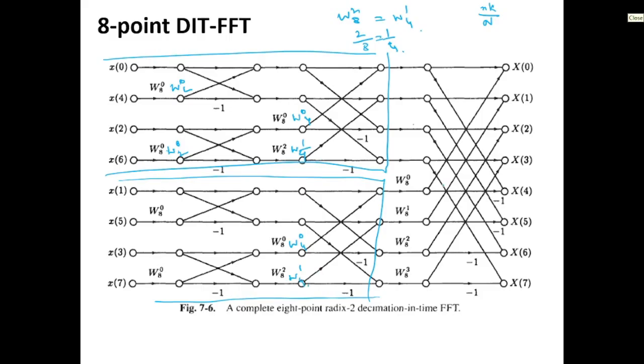8-point DFT, I prefer W08, W18, W28, W38. Okay, so you need not remember this jumping of the twiddle factors and all these things. So in this way, you should be able to compute the thing in an easy way. Okay. So this is it.